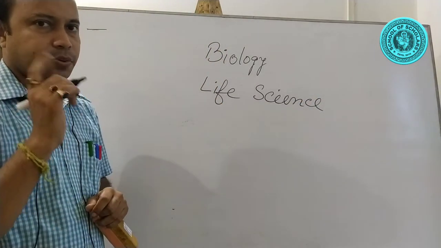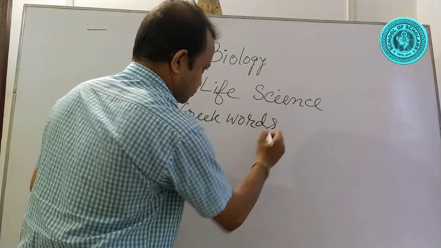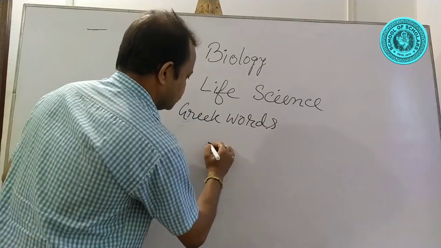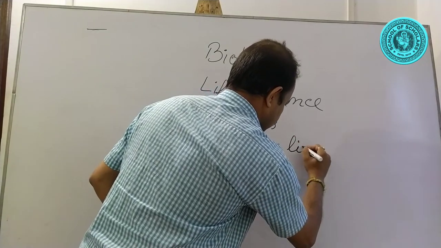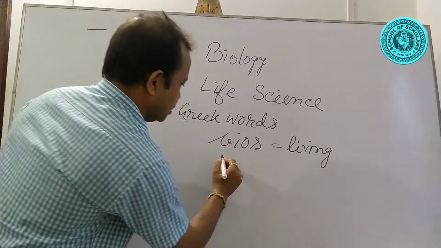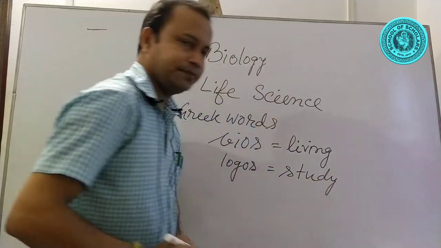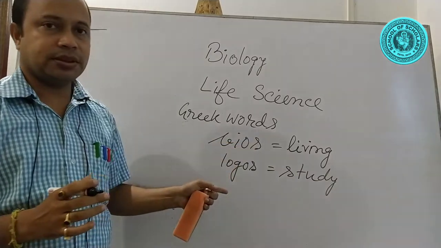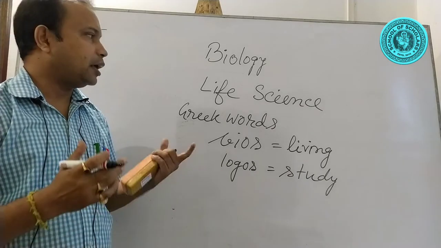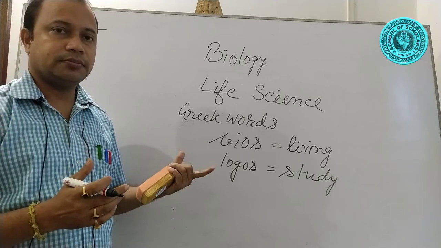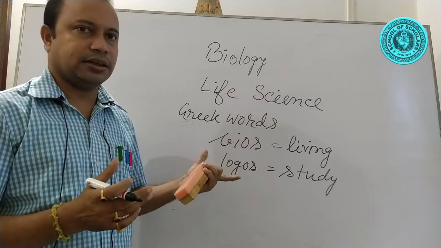The word biology comes from two Greek words. These two words are bios. Bios means living, and another term is logos. Logos means study. You see, bios means living and logos means study. Therefore, biology is a branch of science which deals with the study of living beings. And in this branch, different types of life processes and about living organisms are studied.